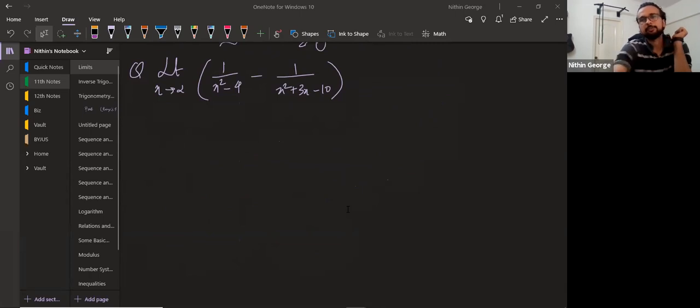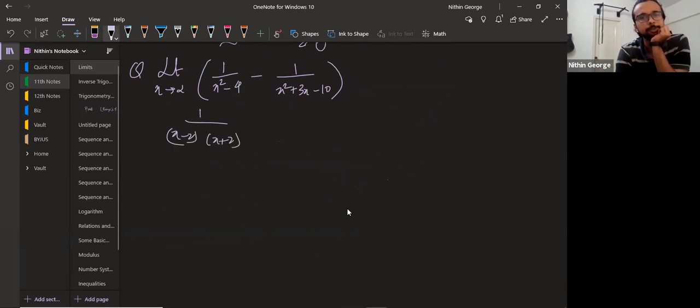Start solving this anyway. Let it be. 1 by x square minus 4 minus 1 by x square plus 3x minus 10. What happens here? This is nothing but 1 by (x minus 2)(x plus 2) minus 1 by (x plus 5)(x minus 2). I'll take x minus 2 common. I'm trying to make a common denominator, so all of this will be included.